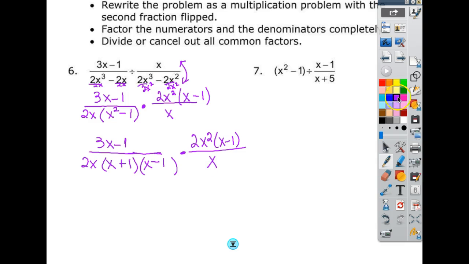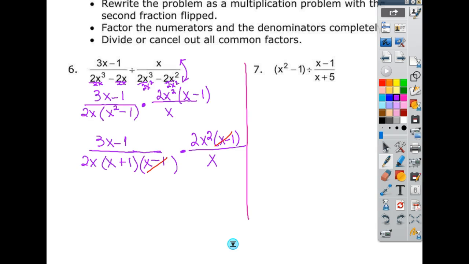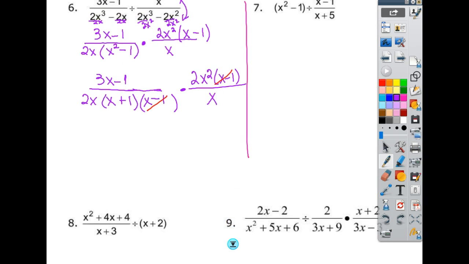So now we're ready to just cancel out. So the x minus 1's cancel out, don't they? And that looks like all for now, doesn't it? So we're going to rewrite. I like to write my monomials first, 2x squared, and then 3x minus 1. That's what's left on the top. But look at this right here. What's on the bottom here? 2x squared. And then an x plus 1.